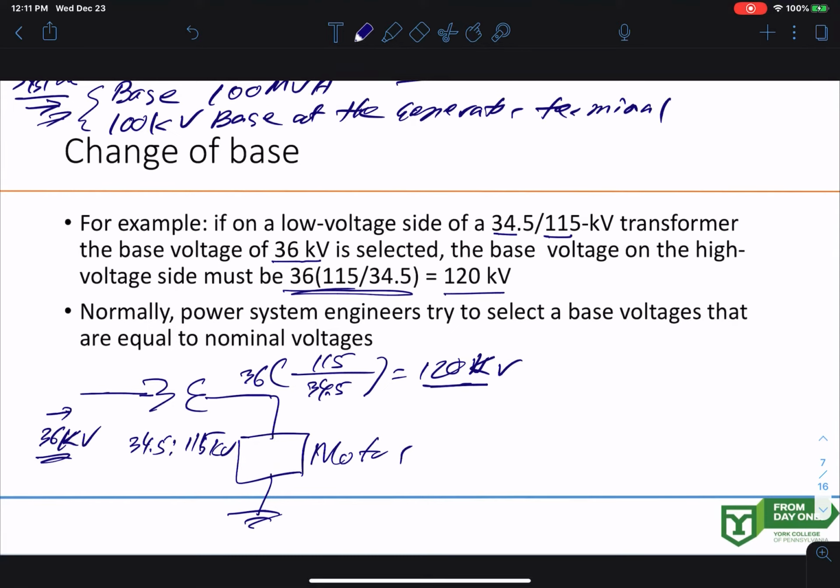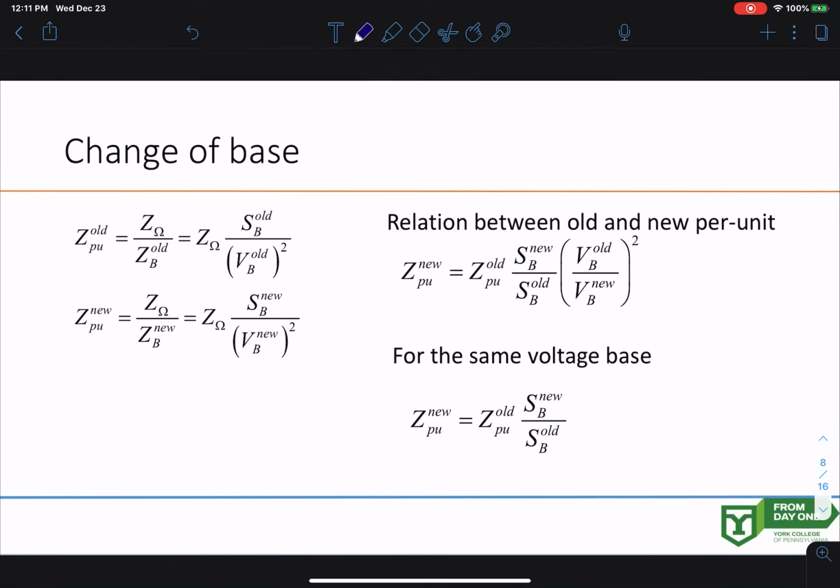So this side voltage is 120 kV, and this side will be 36 kV. If I do the calculation on this side, I have to do it based on 120 kV. If I do the calculation on this side, I have to do the calculation based on 36 kV. That's what it's saying. So voltage propagates through the system based on the transformer ratio, right?